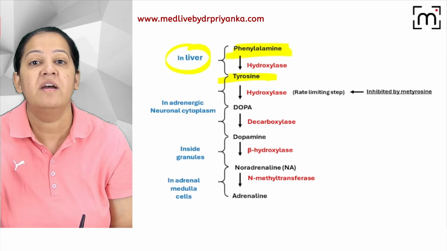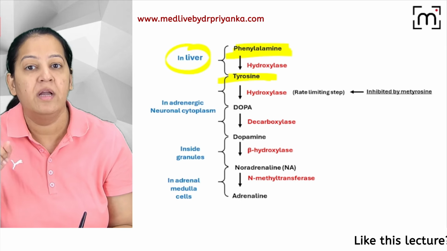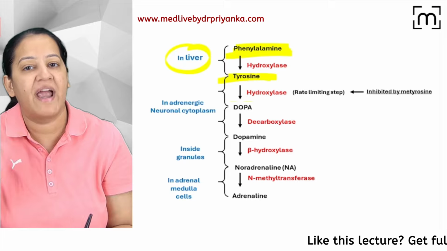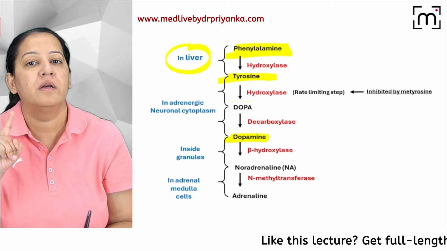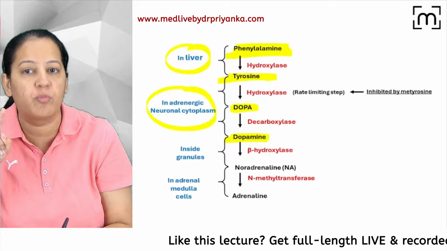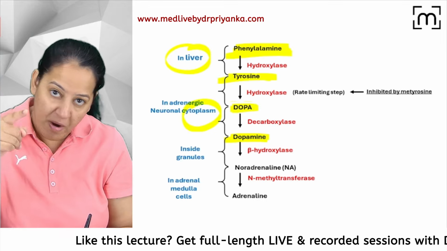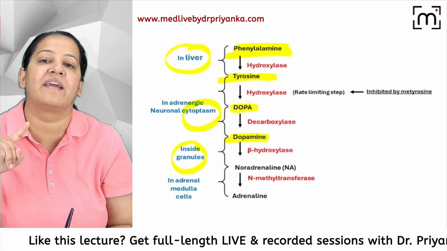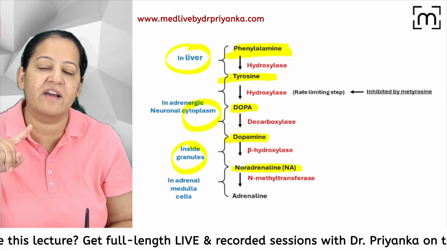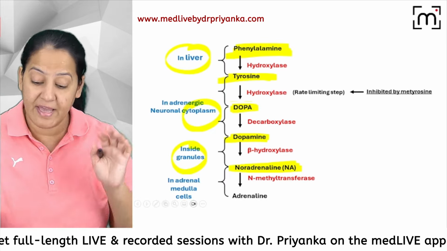Once it enters inside the cytoplasm, that is the axoplasm of the axon, it will first be converted to dopa and then converted to dopamine. Both these conversions, dopa and dopamine, take place in the cytoplasm of that axon. The dopamine once formed will enter inside the vesicle, and inside the vesicle it will get converted to noradrenaline, and it will remain there only inside the vesicle till the impulse comes.